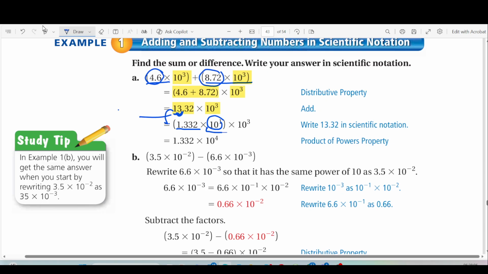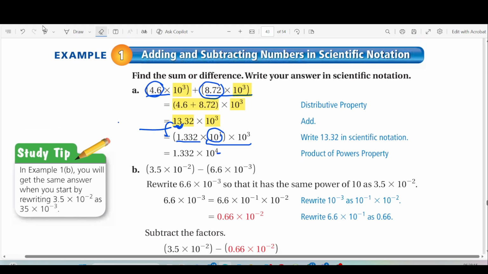So which is 10 to the power 3 plus 1, which is 10 to the power 4. Wait, wouldn't it be subtraction, because there's parentheses? No, they are in multiplication. And when we multiply them, we need to add the powers. Oh, okay.